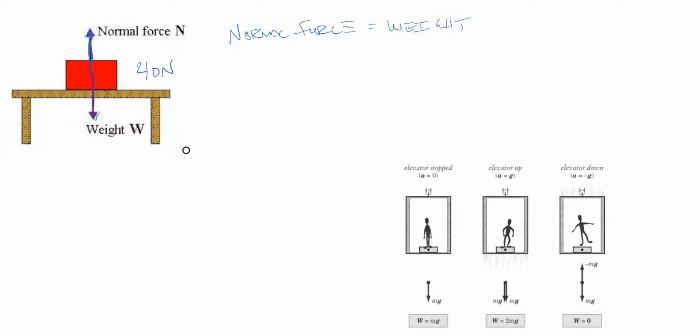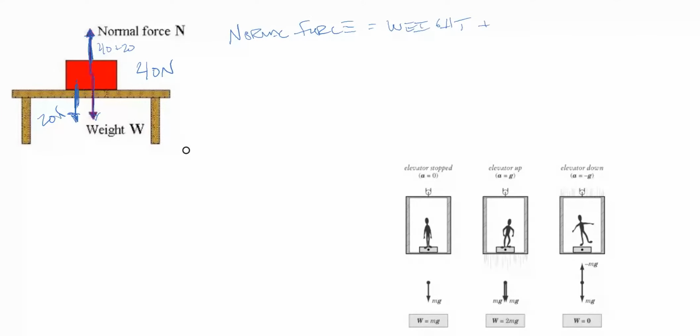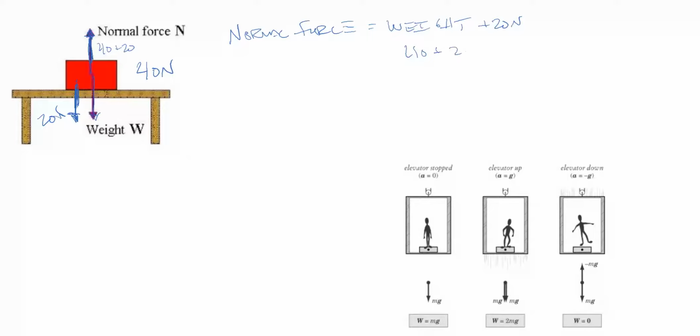Now let's say I'm pushing down on the box as well. So the box is still sitting there, but now I'm pushing down with another 20 newtons of force. As long as I don't break the table, that means that the table is able to provide an additional 20 newtons back up. So once again, the total force down has to equal the total force up. So here, the weight plus 20 newtons is now equal to the normal force. So 40 plus 20 is equal to 60.